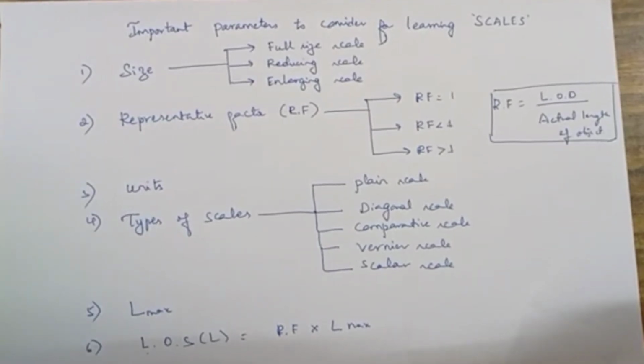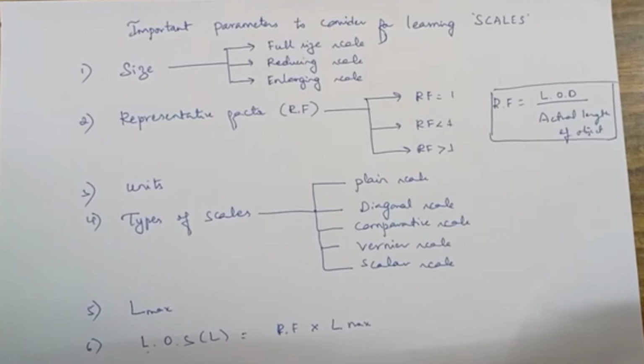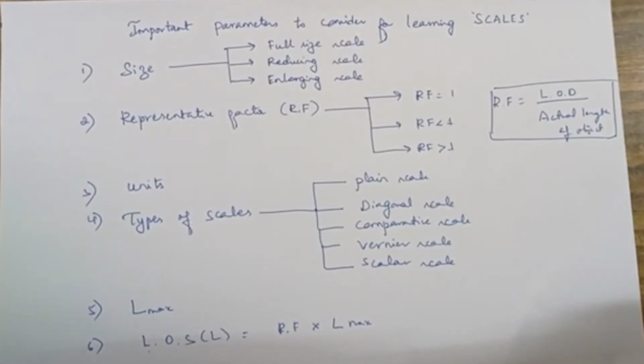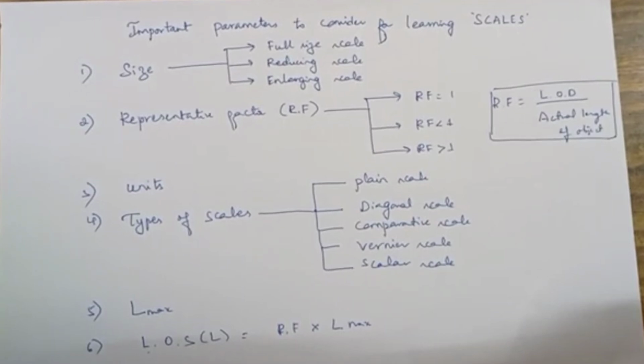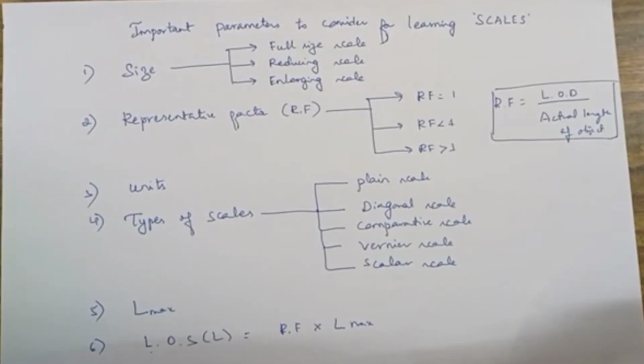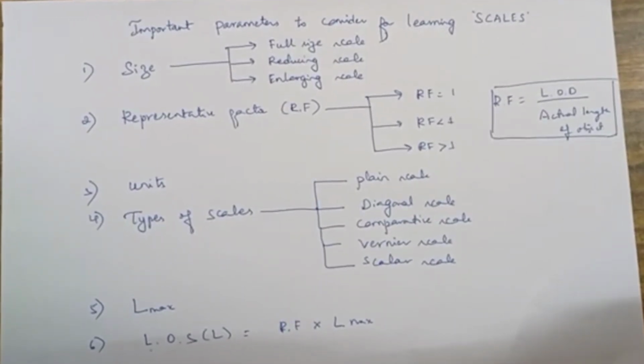Using the RF factor we get different values. If we are using the full scale, RF is equal to 1. If you are using a reducing scale, the RF factor should be less than 1. If you are using an enlarging scale, the RF factor is greater than 1. So like this we should use it.